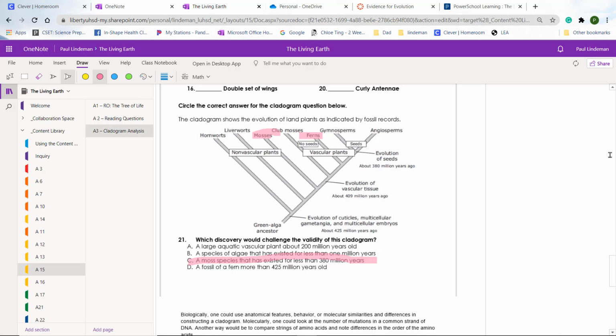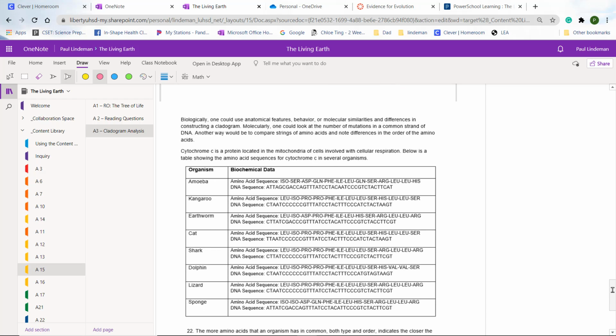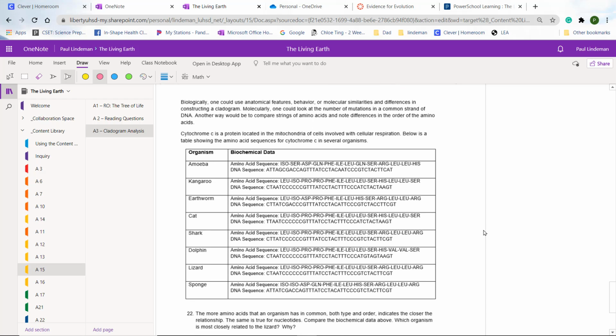Okay, let's get down to our last question now. Biologically, one could use anatomical features, behavior, or molecular similarities and differences in consulting a cladogram. Molecularly, one could look at the number of mutations in a common strand of DNA. Another way, one could compare strings of amino acids and note differences in the order of the amino acids. These are amino acids, and these are coded by DNA. This is the DNA sequence right below it.